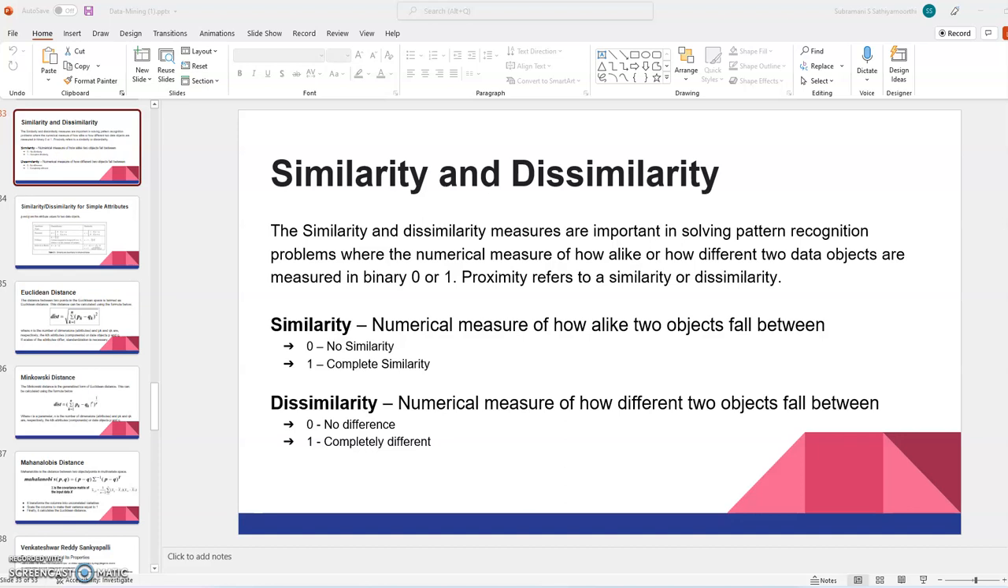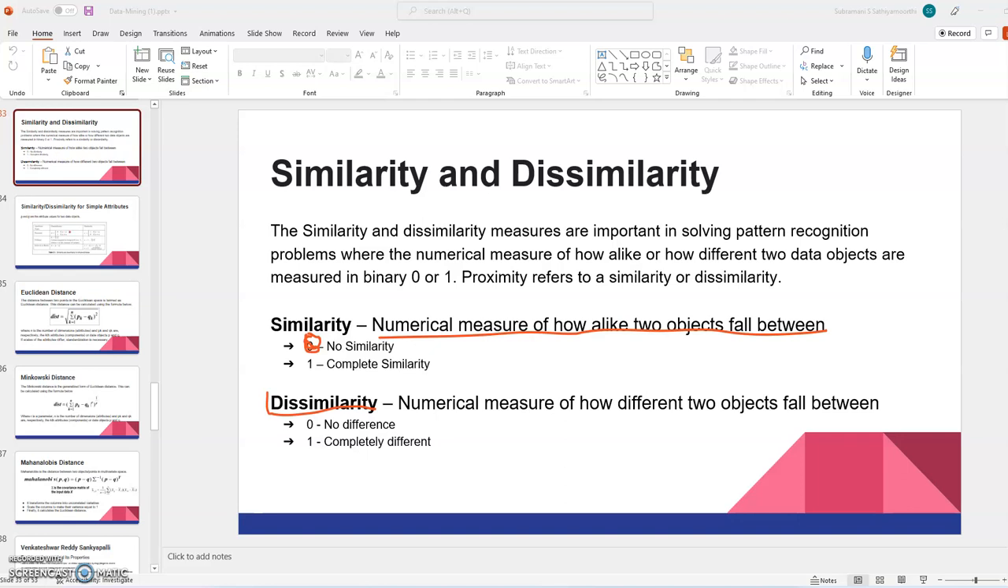So how is similarity calculated? It's a numerical measure of how alike two objects are. So how are you going to give a numerical value to it? We give a numerical value of 0 for no similarity and 1 for complete similarity. Similarly, for dissimilarity, we give a numerical measure of how different two objects are. So 0 is for no difference and 1 is for completely different.